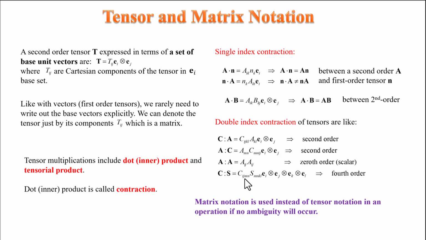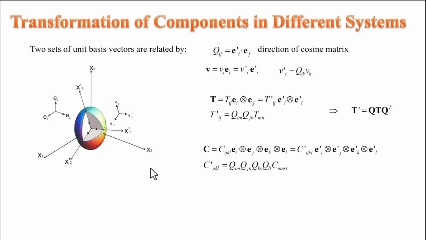High-order tensor contractions cannot be reduced to matrix operations immediately, therefore they will be written explicitly, either in terms of the tensor format or in terms of their components format. So it should always be understood that the Cartesian components of a vector, a second-order tensor or high-order tensors, are always associated with a specific unit-based vectors.